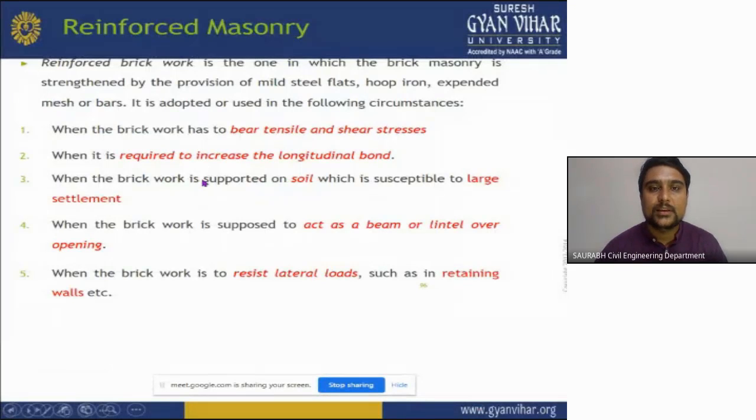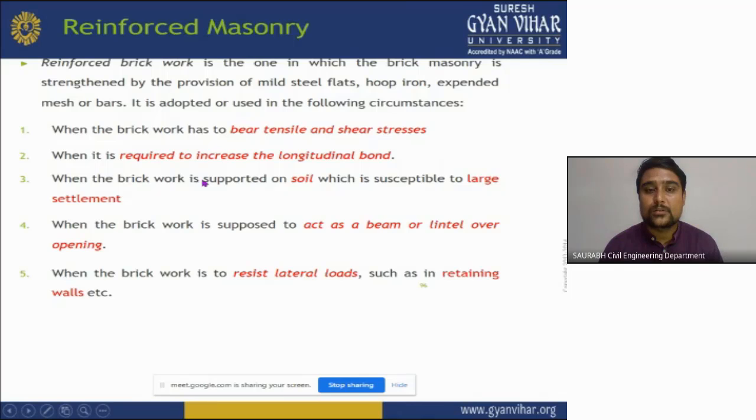Now we will see reinforced masonry. What is reinforced masonry? Reinforced brickwork is one in which the brick masonry is strengthened by the provision of mild steel flats, hoop iron, expanded mesh, or bars.